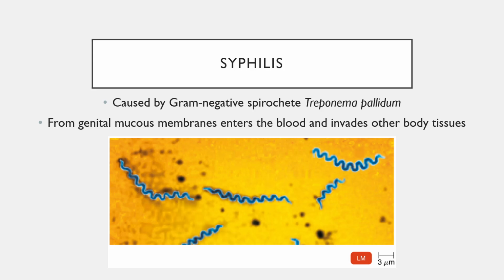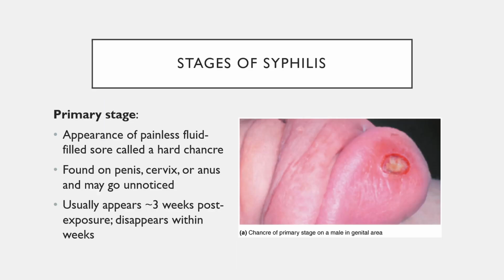When syphilis develops, it moves through 3 distinct stages that present quite differently from one another. The primary stage is the first stage that typically appears about 3 weeks post-exposure, but this can vary anywhere between 10 and 90 days, and it usually resolves itself within weeks, but the presentation looks like the appearance of a sore called a hard chancre at the site of the infection.